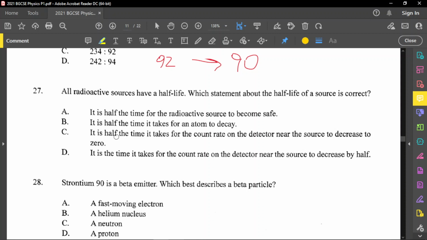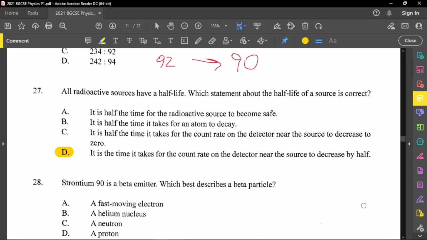So option C says it is half the time, which is not true. It's half of the substance. It's half the time it takes for the count rate on the detector near the source to be 0, which is not true. For option D, it is the time taken for the count rate on the detector near the source to decay by half. Right, and so this is indicating that half the substance is decaying, so the time taken for half of that substance to decay. So D has to be the correct answer.